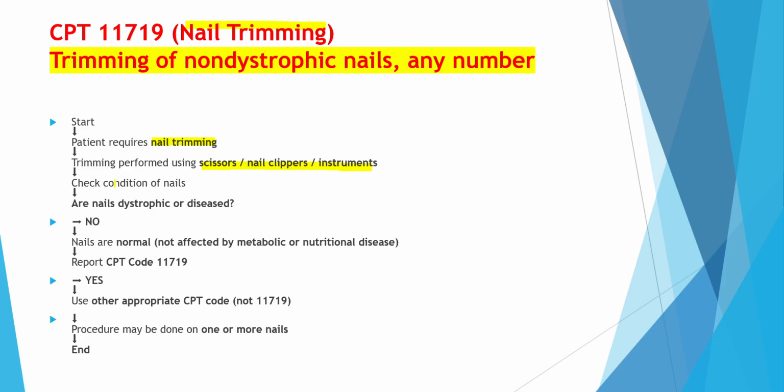Okay. So you need to check the condition of the nails, whether dystrophic or not. If not dystrophic, you will code 11719. So if the patient presents with non-dystrophic nails, say five toenails, and he will trim them, you will report only one CPT code, that is 11719, only one time. For any number, you will report only one quantity of 11719.